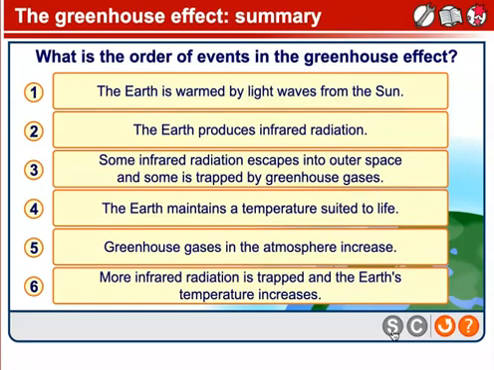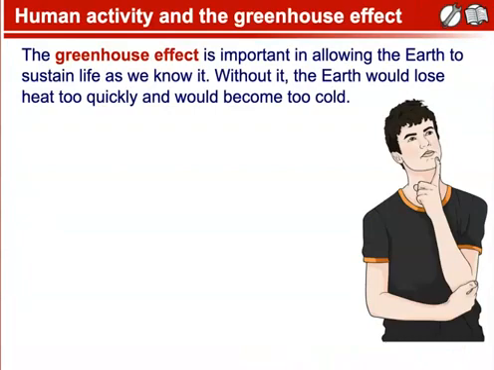Number 5, greenhouse gases in the atmosphere increase. And number 6, more infrared radiation is trapped and the Earth's temperature increases.